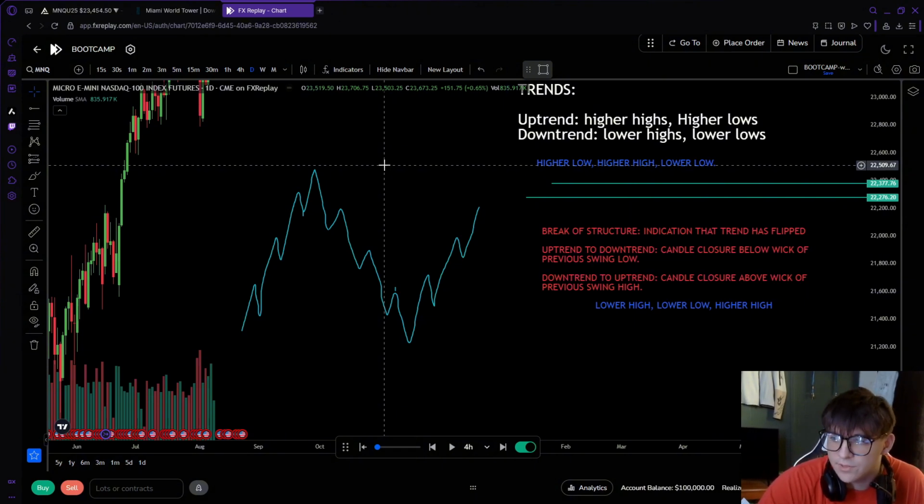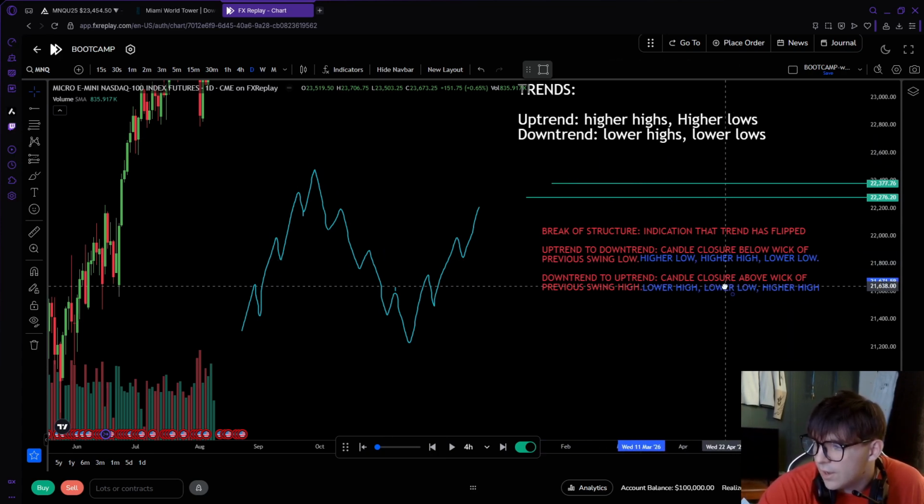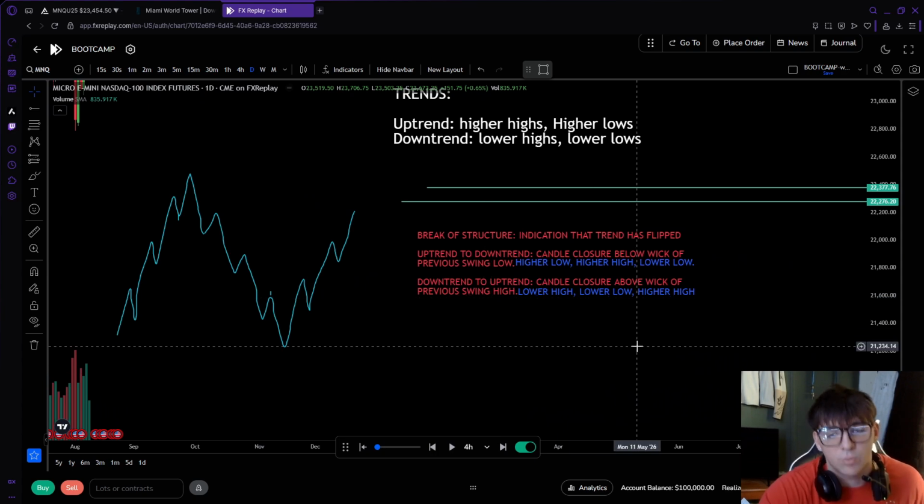So in terms of trends, an uptrend is made of higher highs and higher lows, and a downtrend is made of lower highs and lower lows. Okay? Now that we have that fully established, what I want to go through next is this red and blue over here. It is a break of structure.